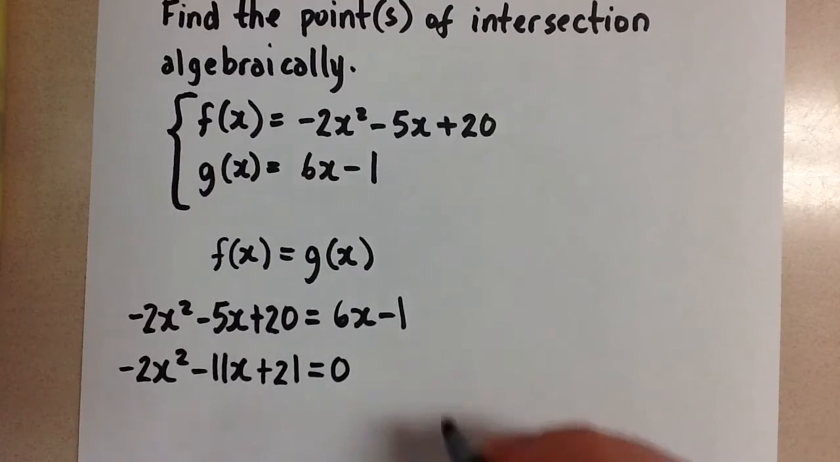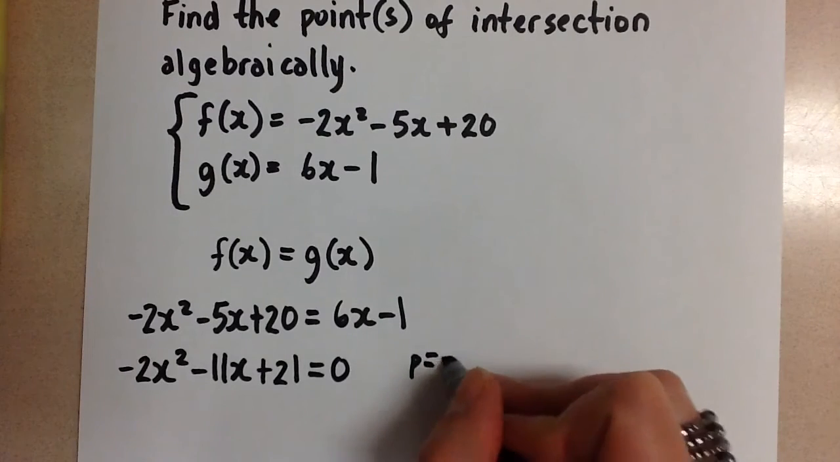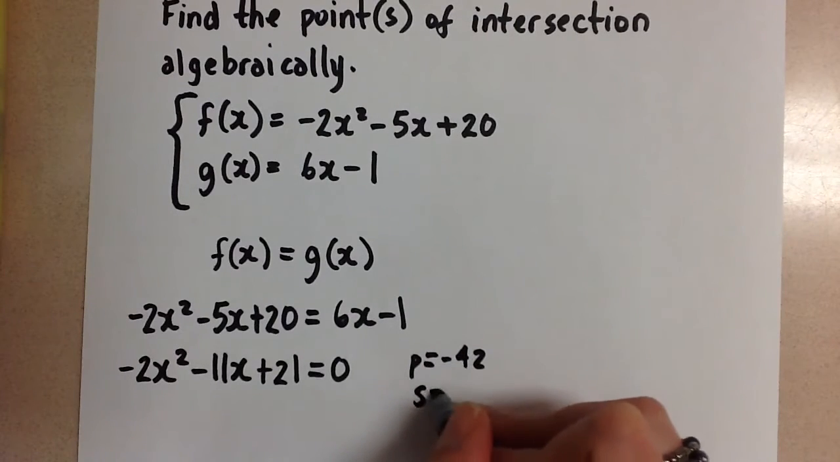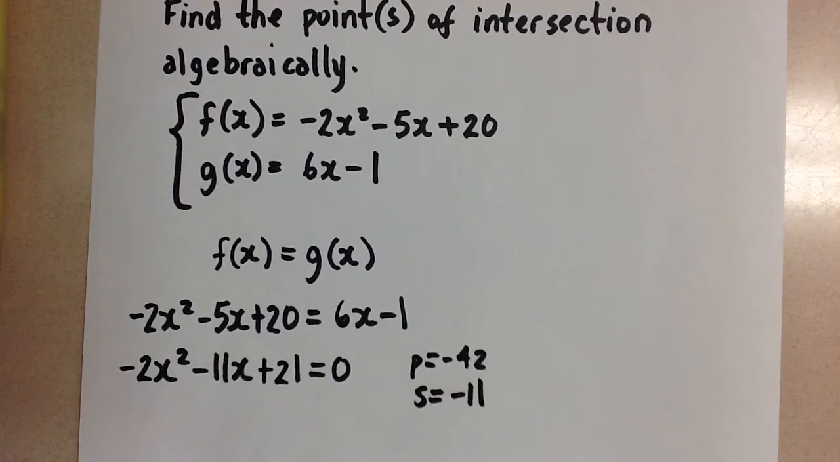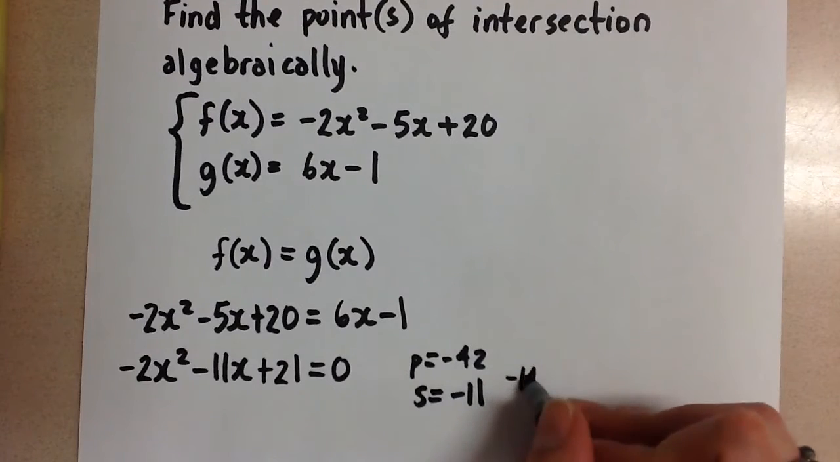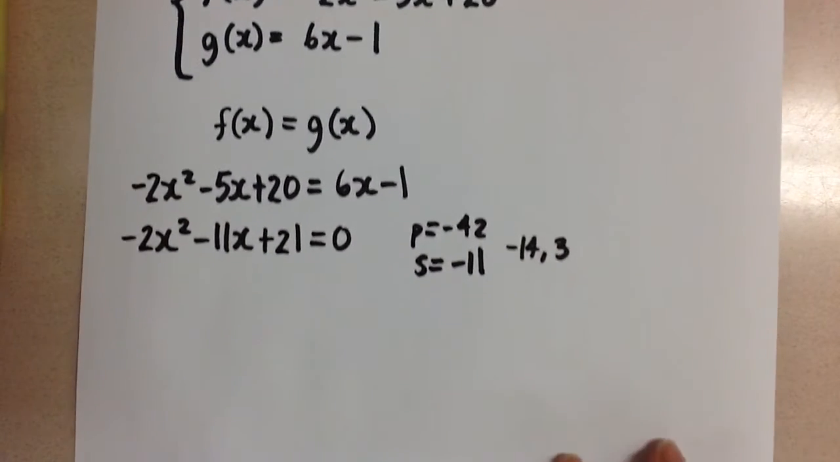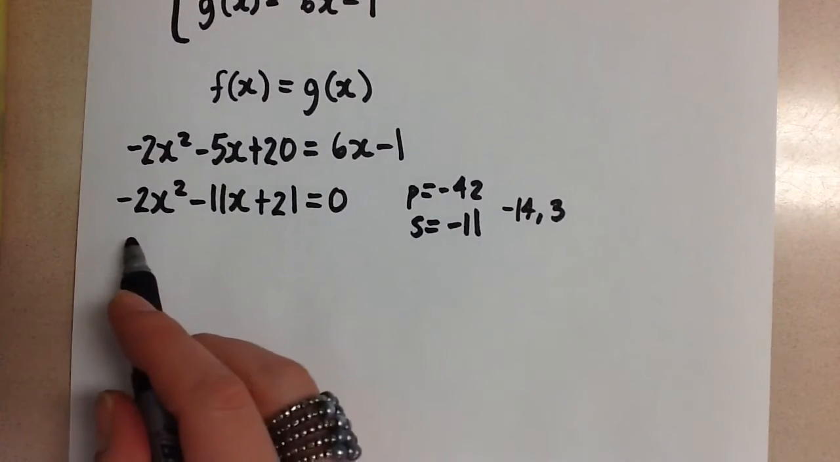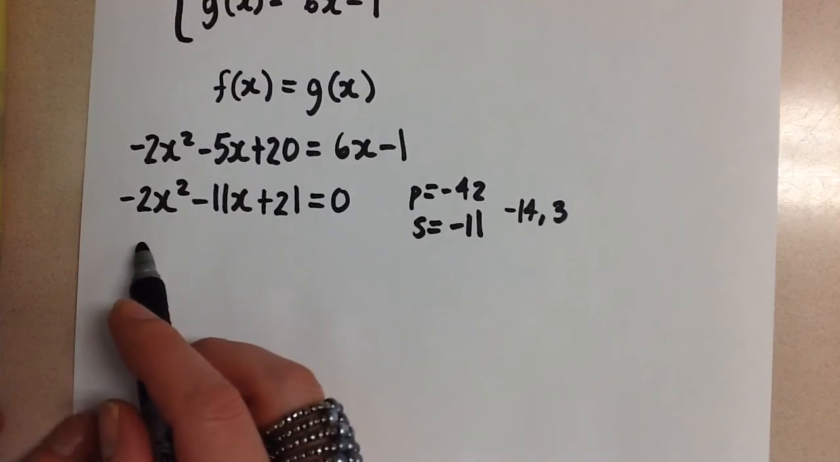So we're going to try to factor first here. The product is negative 42 and the sum is negative 11. We can factor this equation. The two numbers are going to be negative 14 and positive 3. So since we have an a value that's not equal to 1, we're going to use decomposition to factor this.